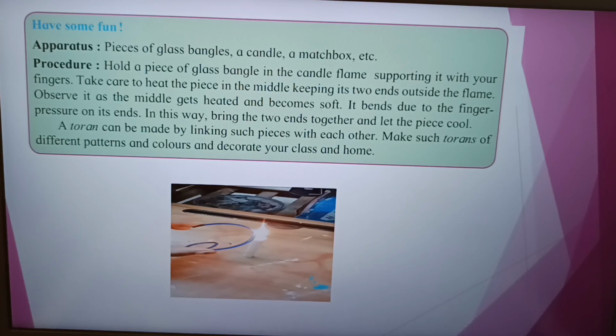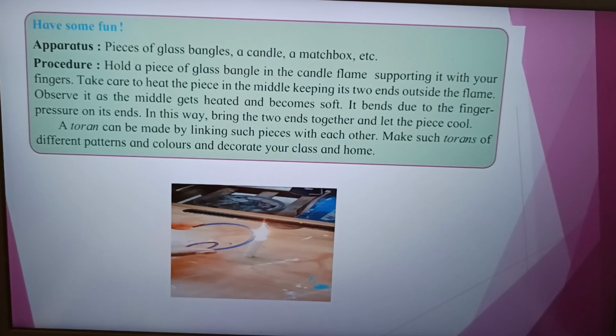Let's quickly see how the experiment is done. I have given a video. I'm showing you a video for this experiment to make you understand this very clearly. Yes, let's see the video.